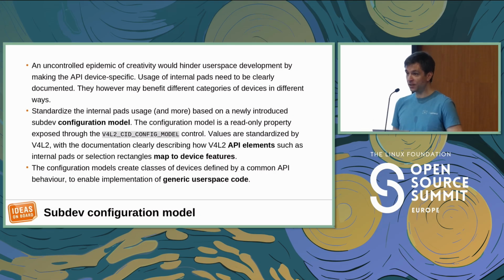Before that, we had creativity in drivers. We had drivers using the API elements in different ways, and user space had no way to know. So writing generic user space was very difficult because you could have two sensor drivers that implement the same API with different effect on the hardware. Now, with the configuration model, we can finally have more generic code in user space.